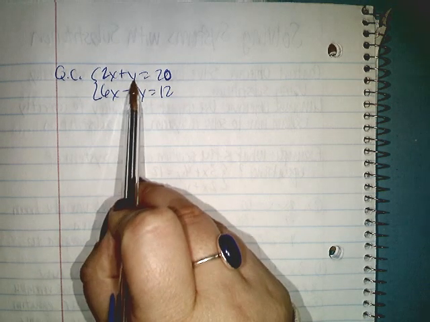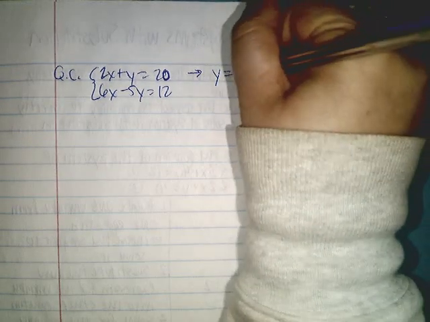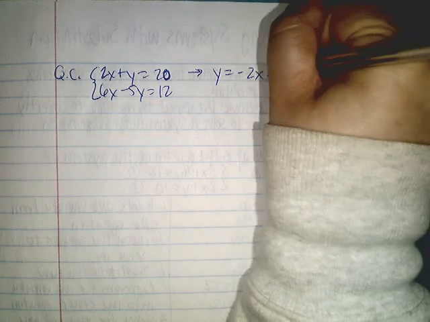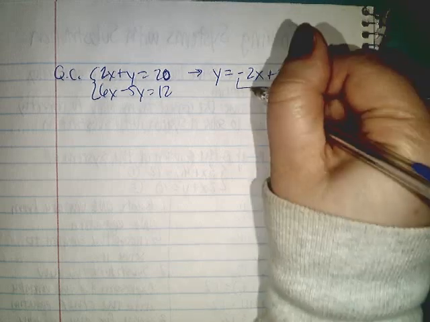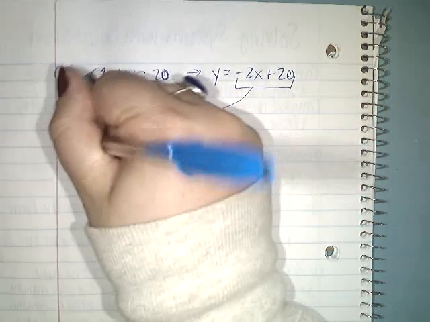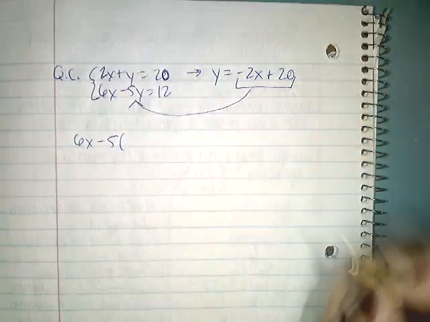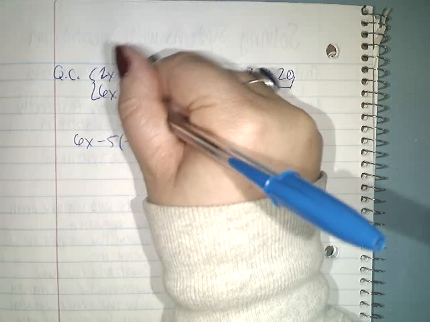So in this problem, it's clear that y is going to be easiest to isolate since there's no coefficient. So if I rearrange that to solve for y, I subtract 2x from both sides. I get y equals negative 2x plus 20. And I'm going to substitute this in for y in this equation. So I have 6x minus 5 times negative 2x plus 20 equals 12. So again, I plug that into the y in this equation.